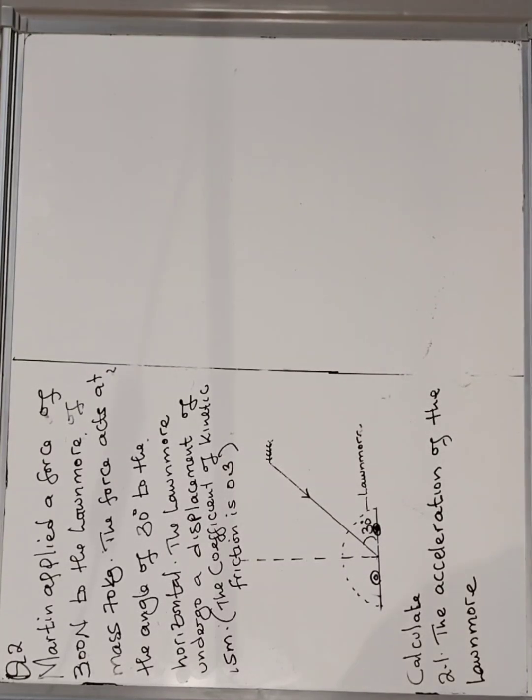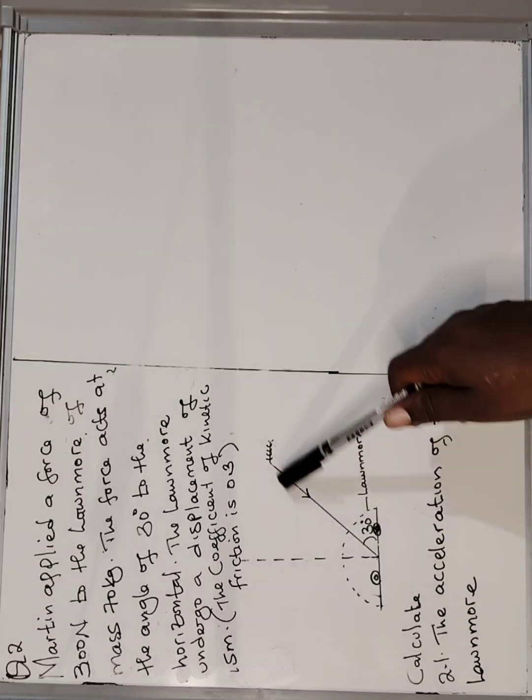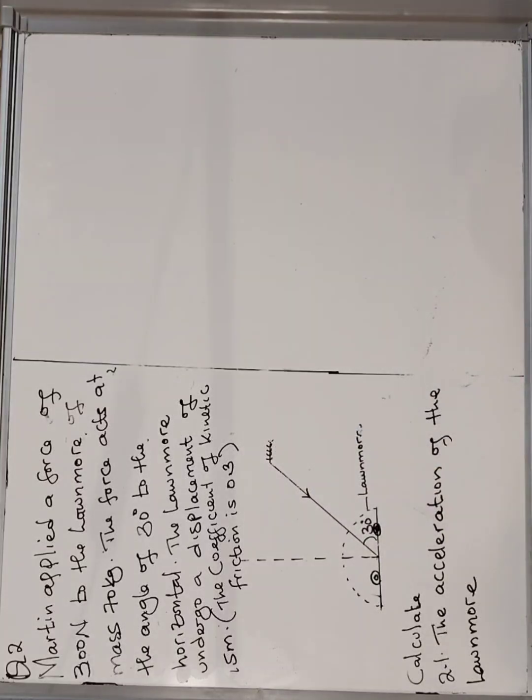So we are looking at this case today. It says Martin applied the force of 300 newtons to the lawnmower of mass 70 kilograms. The force acts at an angle of 30 degrees to the horizontal. The lawnmower undergoes a displacement of 15 meters, and we have a coefficient of kinetic friction. So what do we do here? We are looking for acceleration.